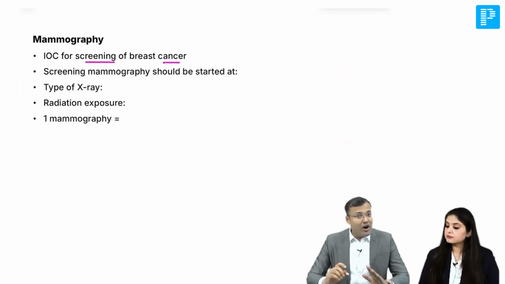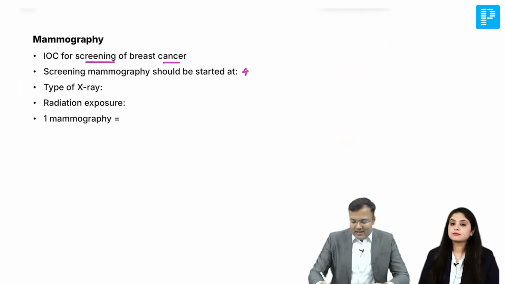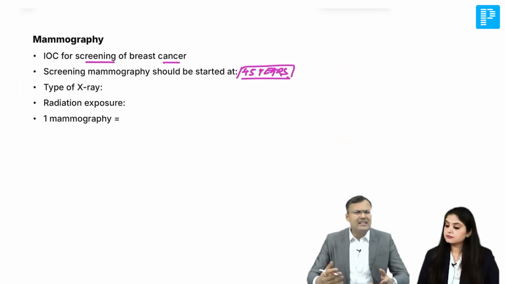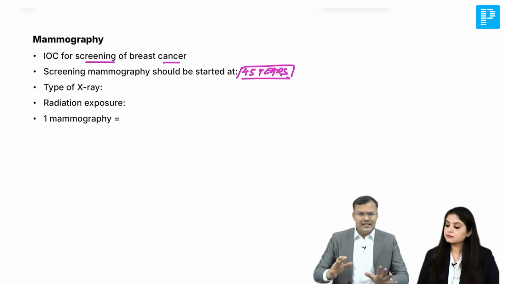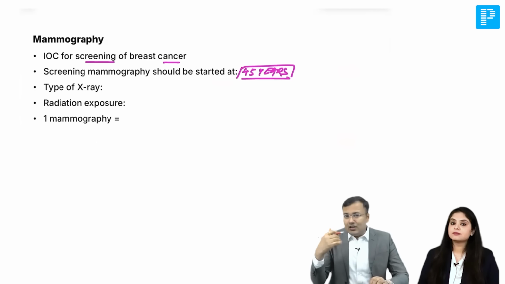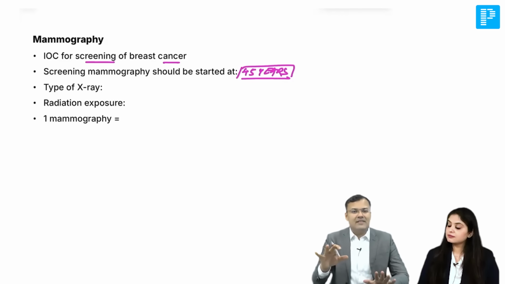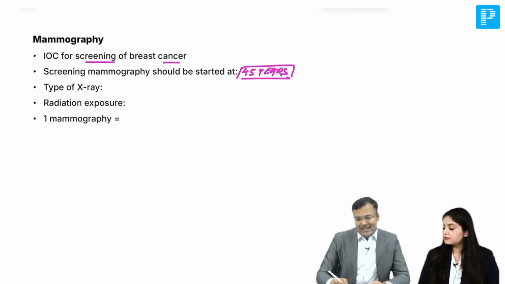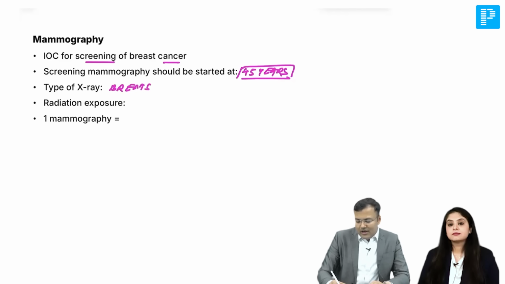It should be done in all the females, started at the age of 45 years. What is mammography, guys? Mammography is nothing, it is X-ray of the breast. Only the dose and orientation are different. That's it. So what kind of X-ray are we using? We are using Bremsstrahlung X-ray.